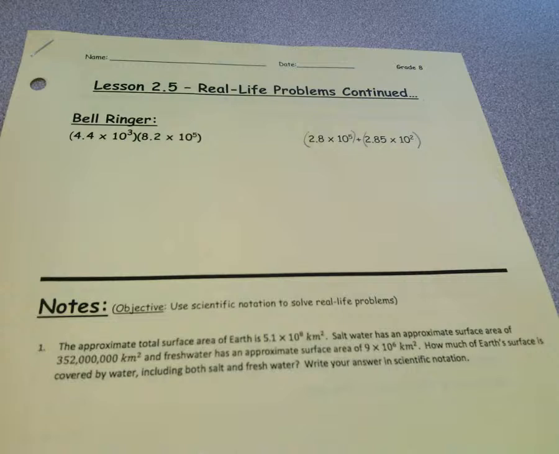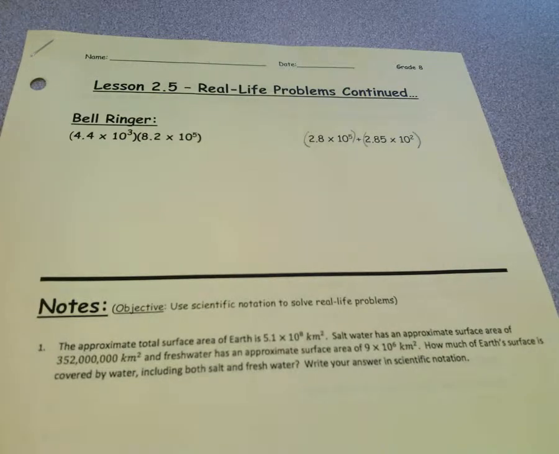So the first question says, the approximate total area of Earth is 5.1 times 10 to the 8th kilometers squared. Saltwater has approximate surface area of 352 million kilometers squared, and freshwater has an approximate surface area of 9 times 10 to the 6th kilometers squared. How much of the Earth's surface is covered by water, including both salt and fresh water? Write your answer in scientific notation.